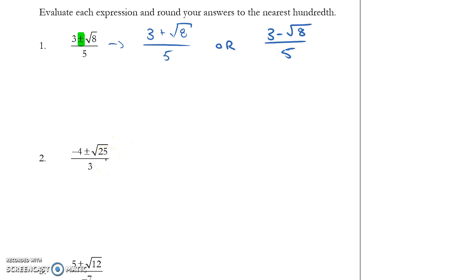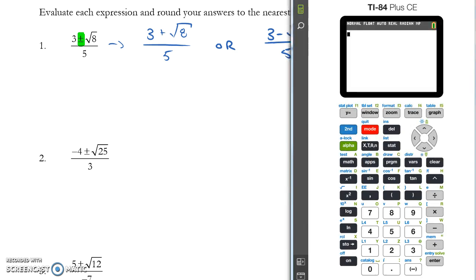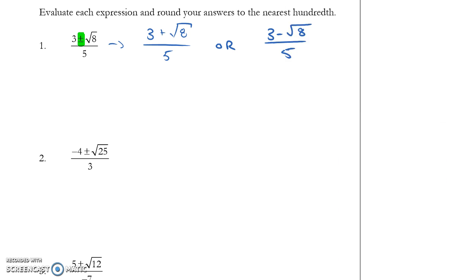The second thing that's really important is putting this in your calculator. That's all we have left to do, but it is a skill. I can't type in everything just 3 plus square root 8 divide 5. I can do this in either one step or two steps. If I'm going to do this in one step, which I do not recommend, you have to have parentheses around the entire numerator. Parentheses 3 plus square root 8 end parentheses.